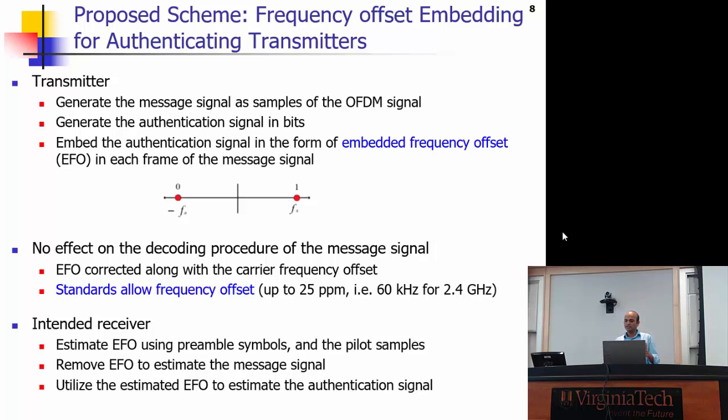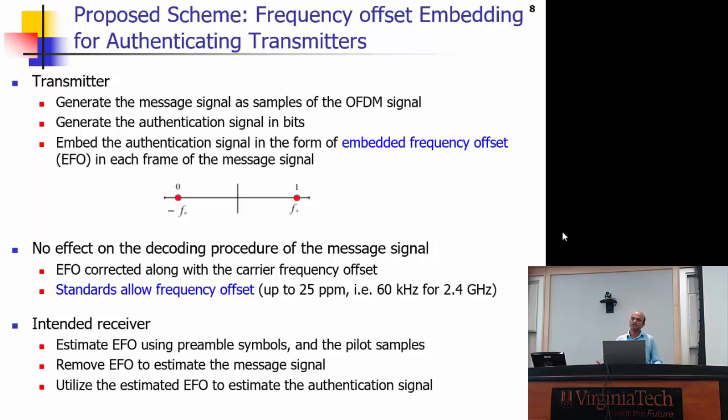Now, usually the transmitter sends all the messages in frames. So the message signal is divided into frames. Now you have a sequence of bits. At this point, we assume that the sequence of bits is just random bits. Later, we will see what kind of authentication signal needs to be generated. But at this point, we assume that it is just a random sequence of bits.